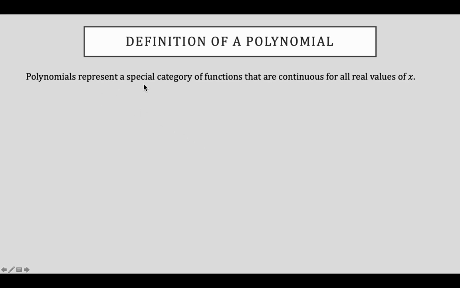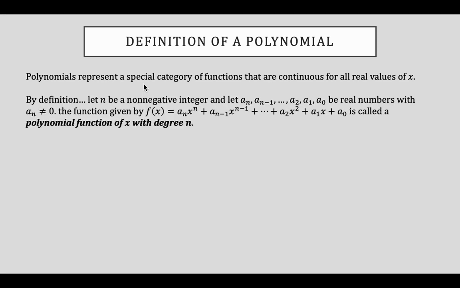All right, quadratics are a special type of polynomial. So let's start off with our definition of polynomials. Polynomials represent a special category of functions that are continuous for all real values of x. By definition, let n be a non-negative integer and let a sub n minus 1, a sub 2, a sub 1, a sub 0 be real numbers with a sub n not equal to 0. The function given by f of x equals a sub n x to the n plus a sub n minus 1 x to the n minus 1 plus ... plus a sub 2 x squared plus a sub 1 x plus a sub 0 is called a polynomial function of x with degree n.